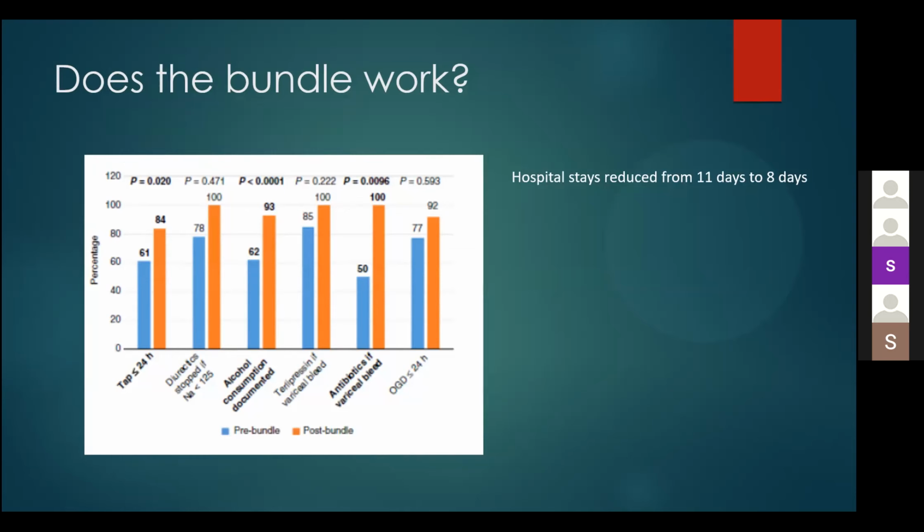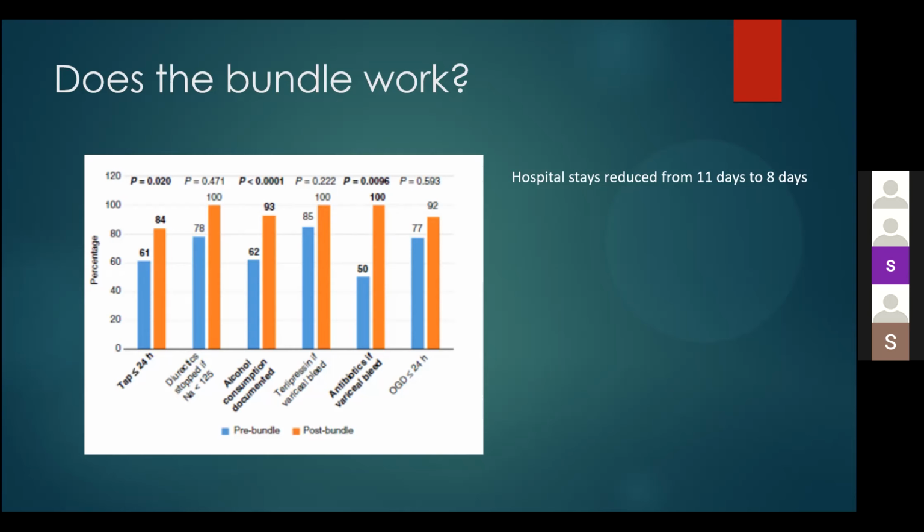The patients were getting terlipressin and antibiotics. People were stopping the diuretics. They were getting TAPs quicker. They were getting OGDs quicker. And it also showed that the hospital stay was reduced from an average of 11 days to 8 days post the implementation of the bundle.